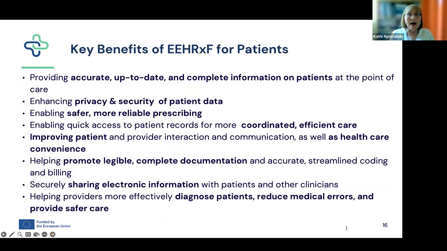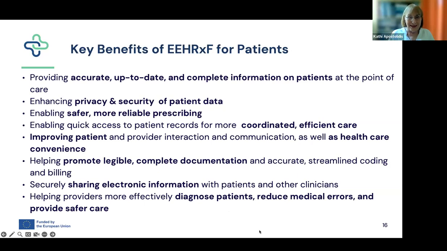So what are the key benefits of the European electronic health record exchange format for patients? These are many, and I would like to mention that it provides accurate, up-to-date, and complete information on patients at the point of care. It enhances privacy and security of patient data.